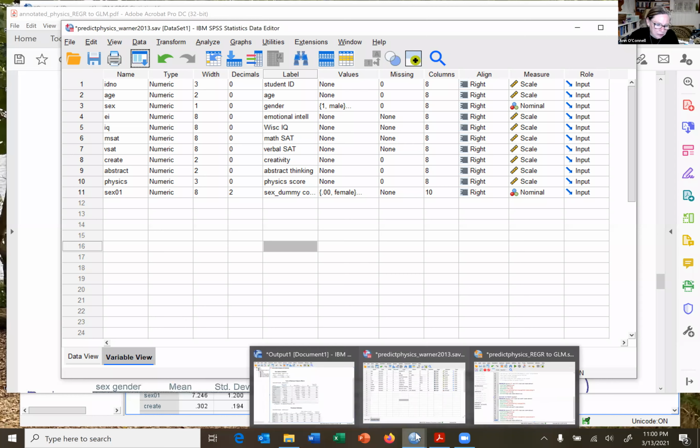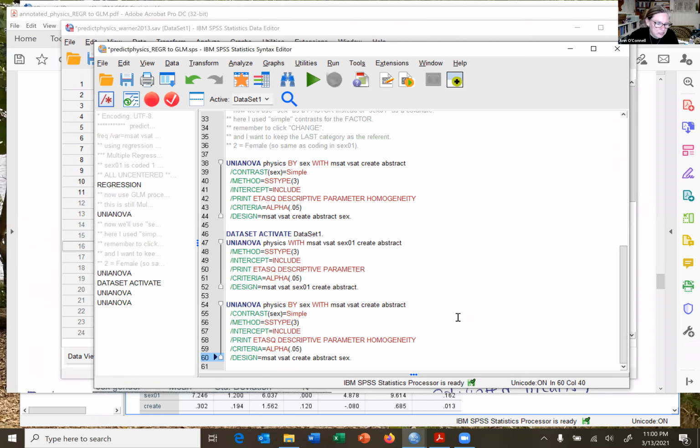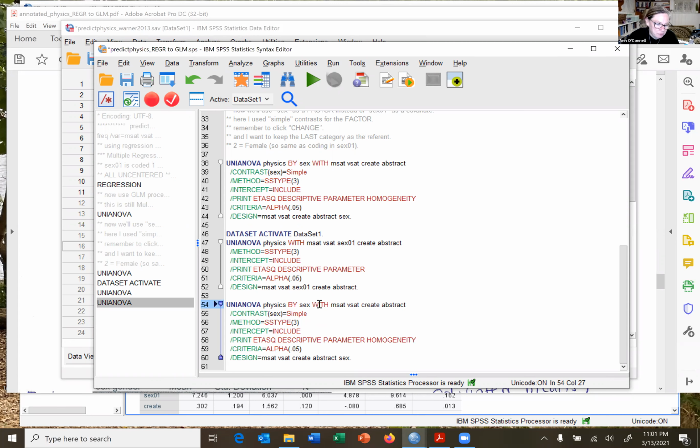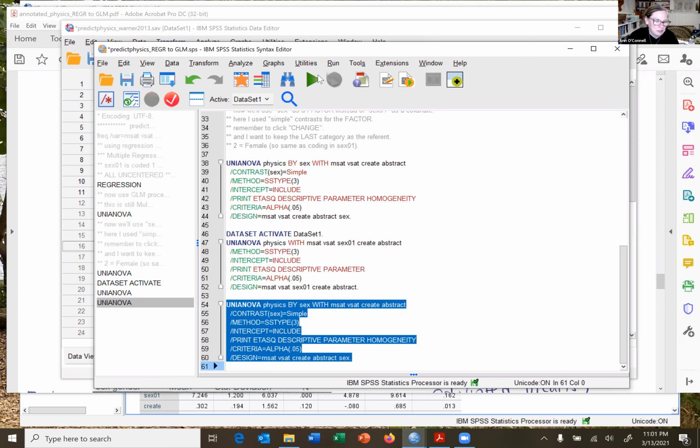If I look at my syntax down the bottom, this syntax is what I want to run. You can see that all 5 variables are still identified in the design statement. And now I have a by phrase. So I'm analyzing physics by sex because sex is a factor. Anything following the by statement is classified as a categorical predictor in your model. And anything after the with statement is considered a covariate. So I'm going to go ahead and run this.